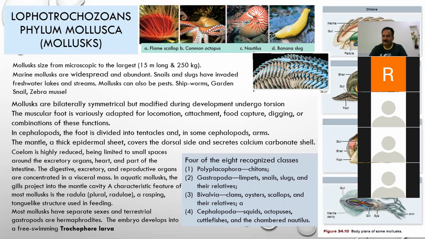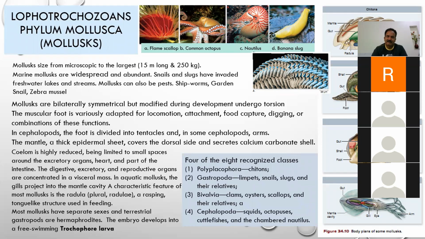Torsion means coiling. There are several types of gastropods which have a coiled body, and that coiling of their body organs comes as a result of torsion. The difference between flatworms and these mollusks is that mollusks have a muscular foot, which flatworms don't have. That muscular foot is used for locomotion, for attachment, for food capture, for digging, and it performs a variety of functions within different animals of Mollusca.